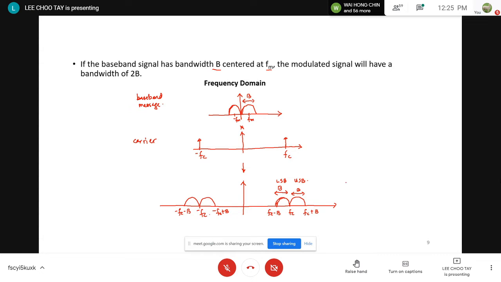Okay, so what is the bandwidth? Again, the bandwidth is the highest frequency in the signal minus the lowest frequency in the signal. That means it's FC plus B minus FC minus B, so that will give me a bandwidth of 2B.